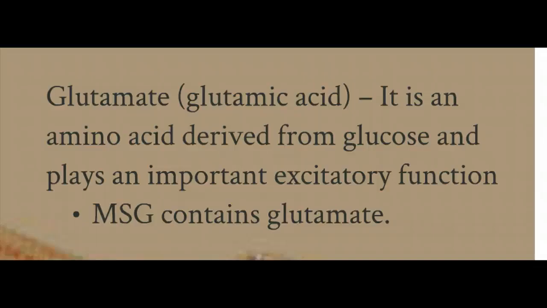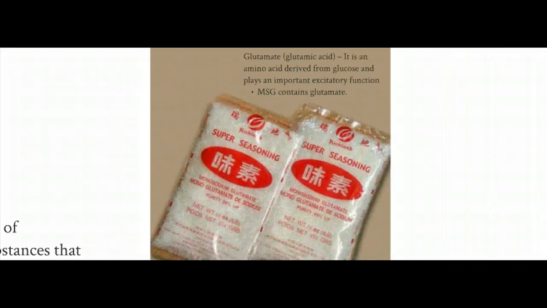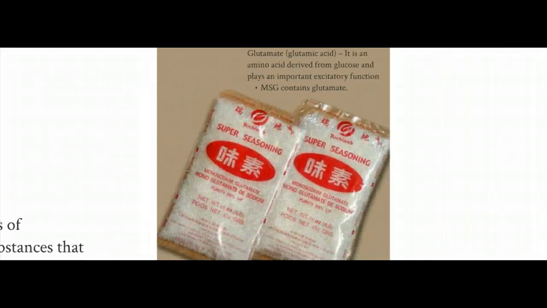Glutamate is a universal excitatory neurotransmitter. It's an amino acid that's derived from glucose and plays an important role in excitatory functioning of the neurons. Maybe you've heard of MSG, or monosodium glutamate. It's a flavor enhancer, but it's also a neurotransmitter.